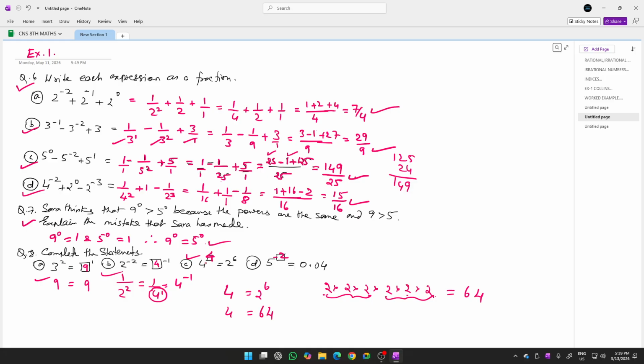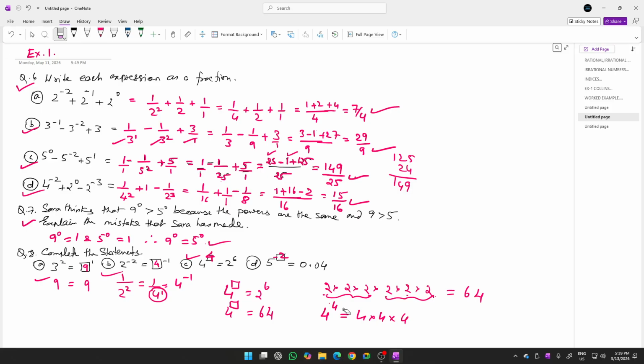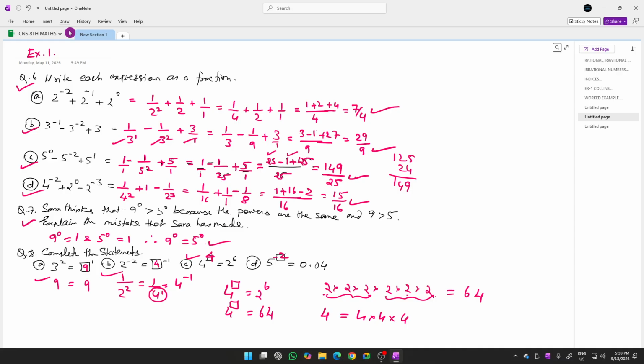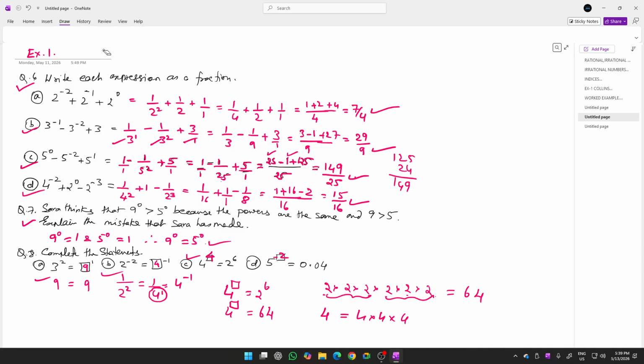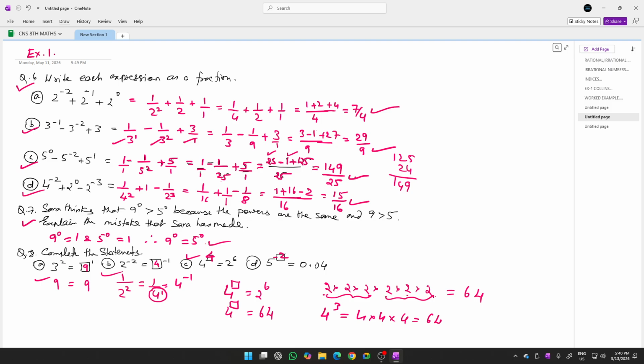So 4 raised to the box should be equal to 64. 4 into 4 is 16, and into 4 again will be 64. So 4 raised to 3 is 64. So in the box you'll have to put 3.